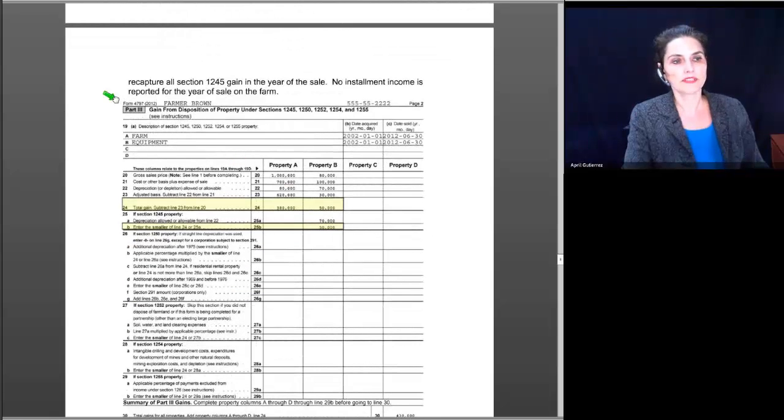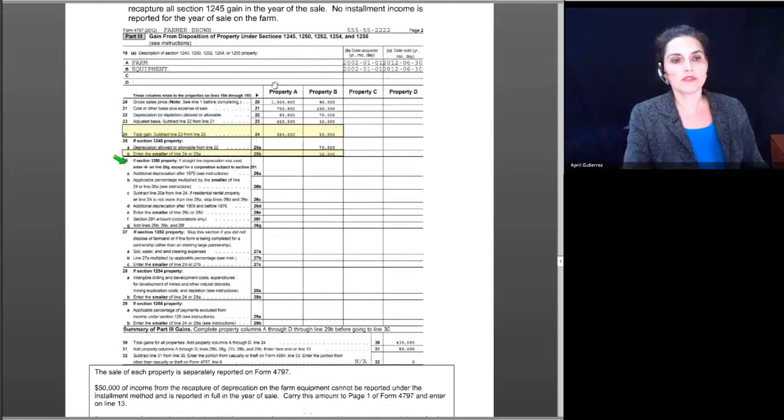Now here is Form 4797, and on Part 3, which is page 2 of Form 4797, we report the sale of the farm and of the equipment, and we use column A to report the sales price of the farm, the cost in the farm, the depreciation claimed on the farm, and the adjusted basis and the gain. You can see that when we get down to the Section 1245 property, the recovery of depreciation is actually carried down to line 25B. And from that point forward, 25B gets very different treatment than line 24.